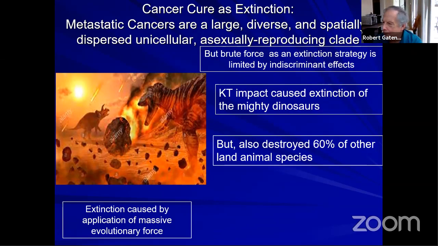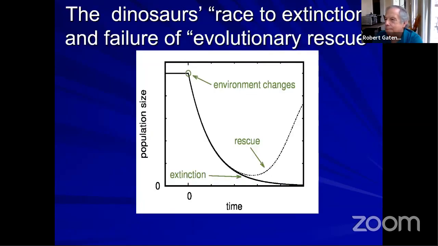Now, arguably, cancer therapy has elements of this idea of the dinosaur extinction, this idea of massive application of cytotoxic drugs, this idea that we will kill as many cancer cells as we can with a single event, a magic bullet. But the problem is that any application of evolutionary force is indiscriminate, and so it will always kill normal cells. And as a result, we're always limited by this toxicity. But let's think about the dinosaurs again. So you have this initial event, this KT impact, and the population declines. And this has been called a race to extinction. You can see the decline of the population.